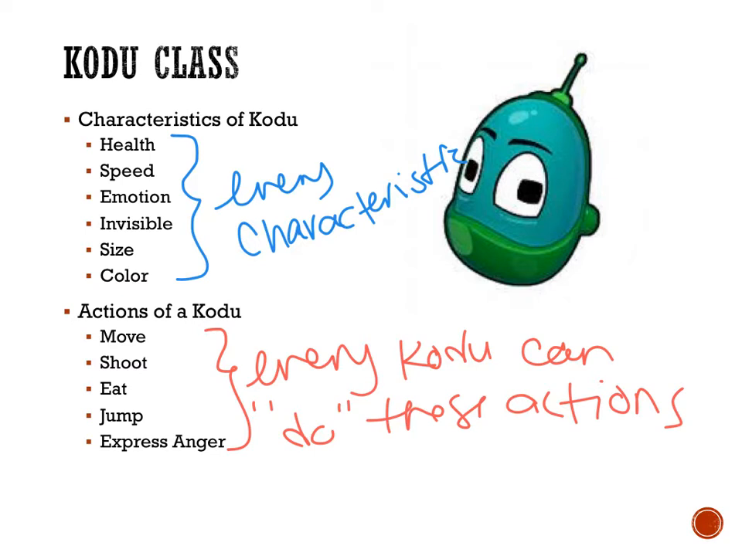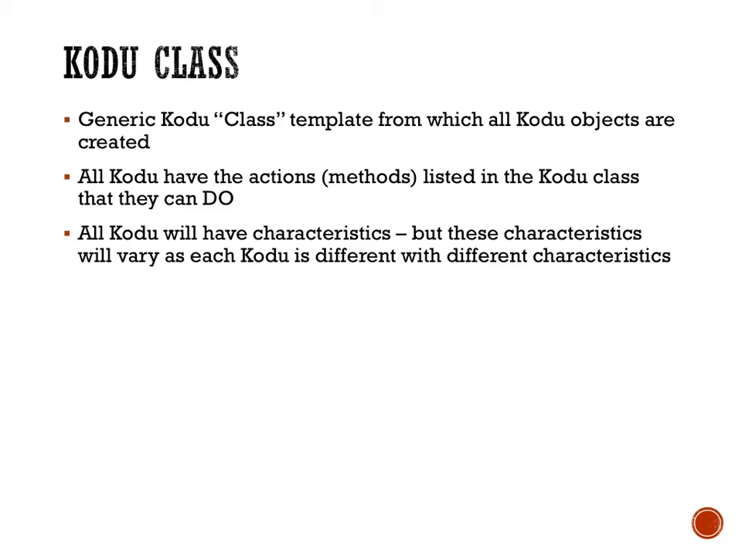So every single class has a list of characteristics for an object of that type that the object must contain, and it contains the code for all of the actions that the objects created from that class type can do. So just to kind of give you an outline of class one more time, the generic Kodu class template is the template from which all Kodus are created. So that's the big thing there. A class, you'll see, is a template from which all objects of that type are created. And in this case, it was a Kodu.